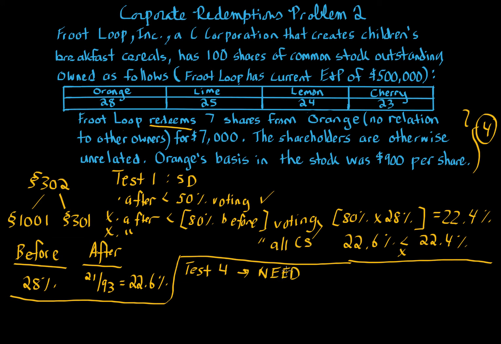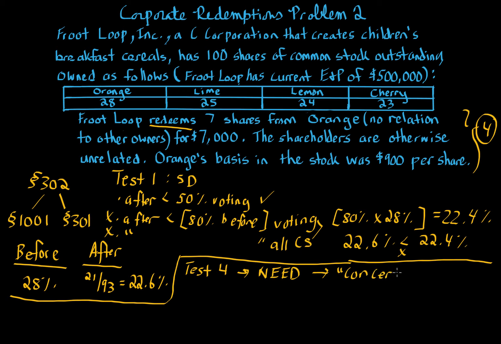Afterwards, the shareholder owned exactly 50%. Well, that's not present here because before we have 28%, after we have 22.6. So Revenue Ruling 75-502 is irrelevant. But what about Revenue Ruling 76-364? This is known as the concert issue.